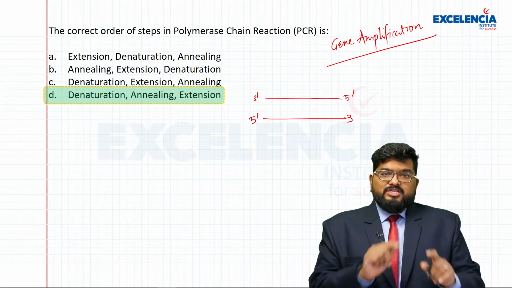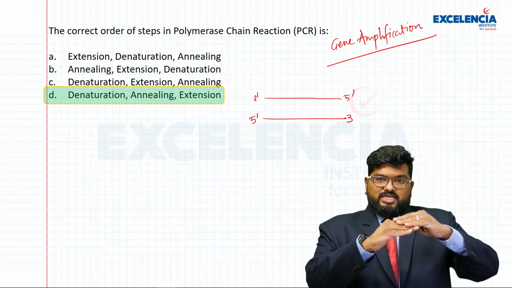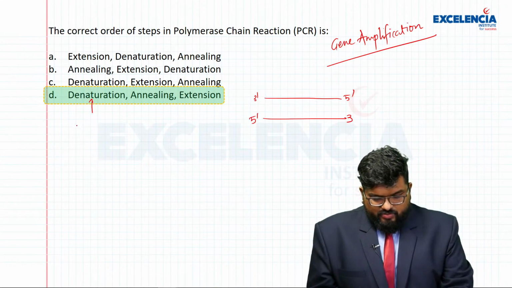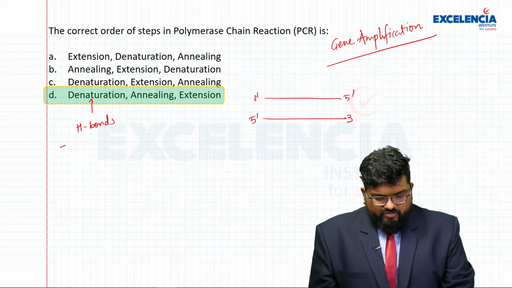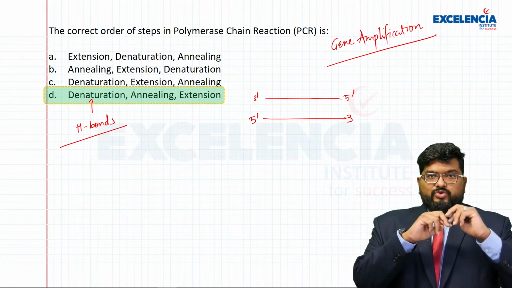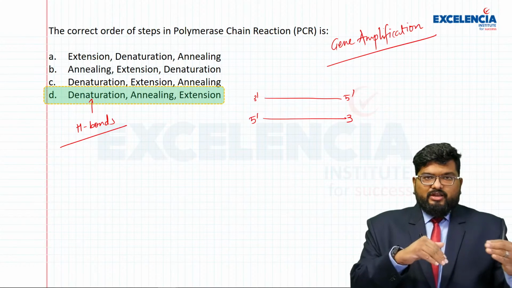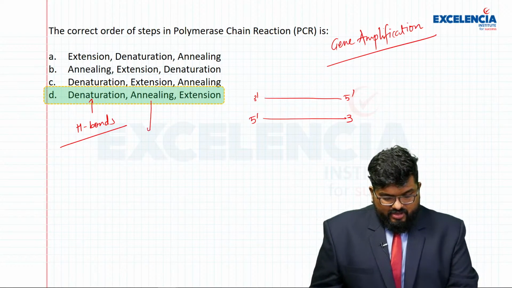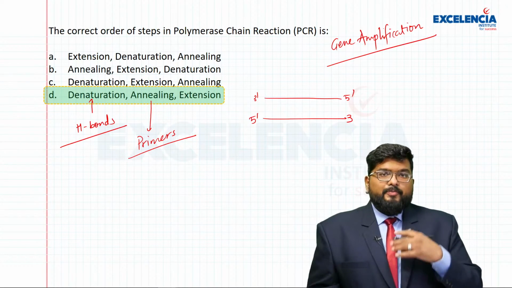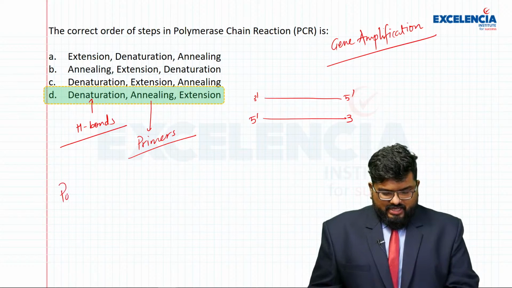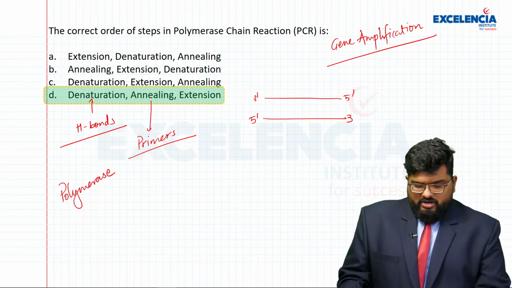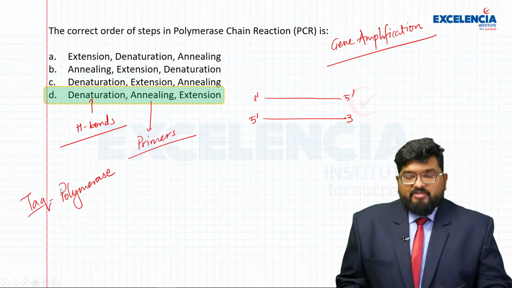So the first step is denaturation, where the double-stranded DNA is converted to single-stranded form. So denaturation is where hydrogen bonds between the complementary bases are broken so that the double-stranded DNA is converted to single-stranded form. So you have two pieces of DNA, two strands of DNA. Now the next step is the annealing of primers. Now remember that the enzyme that is being utilized is a polymerase. Okay, polymerase, which polymerase we utilize over here? We utilize the enzyme Taq polymerase.